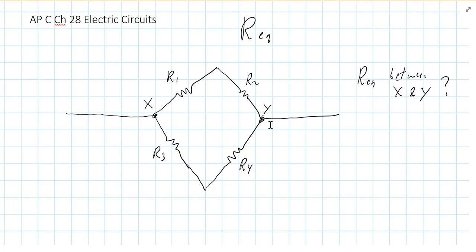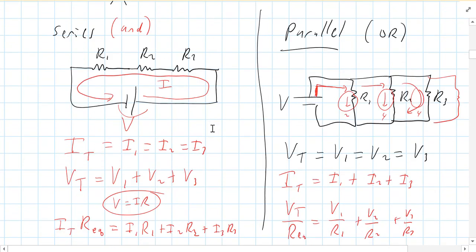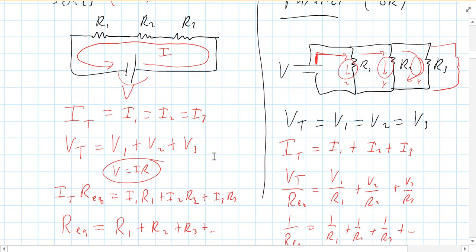So usually, and most of the time, we can use our rules that we developed for series and parallel resistors. If there's series resistors, remember series means and. If you're Joe Electron, like in this example, and you go through R3, you have to go through R2. It's an and. You don't have a choice, right? So R3 and R2 are in series.